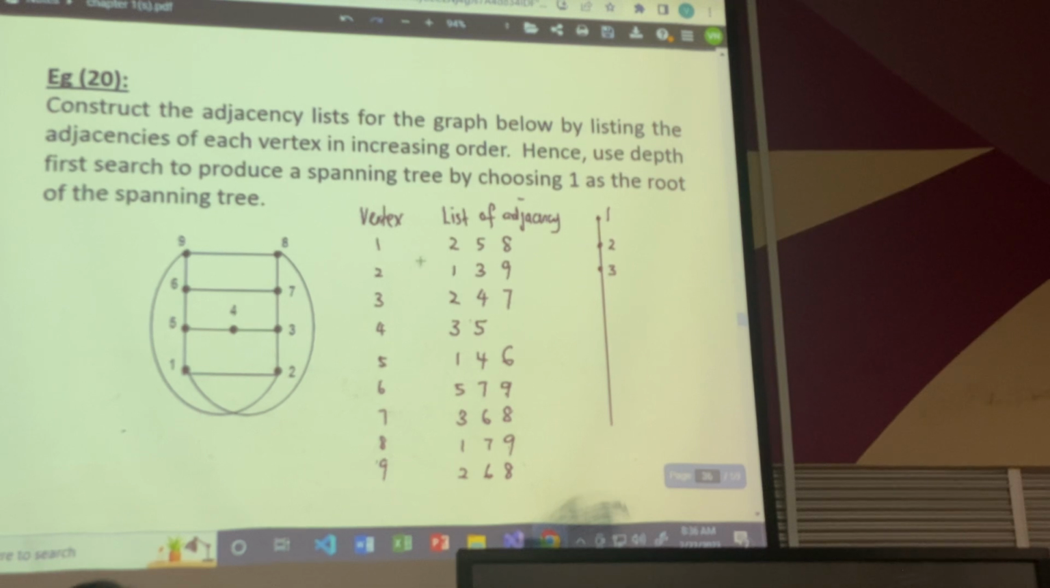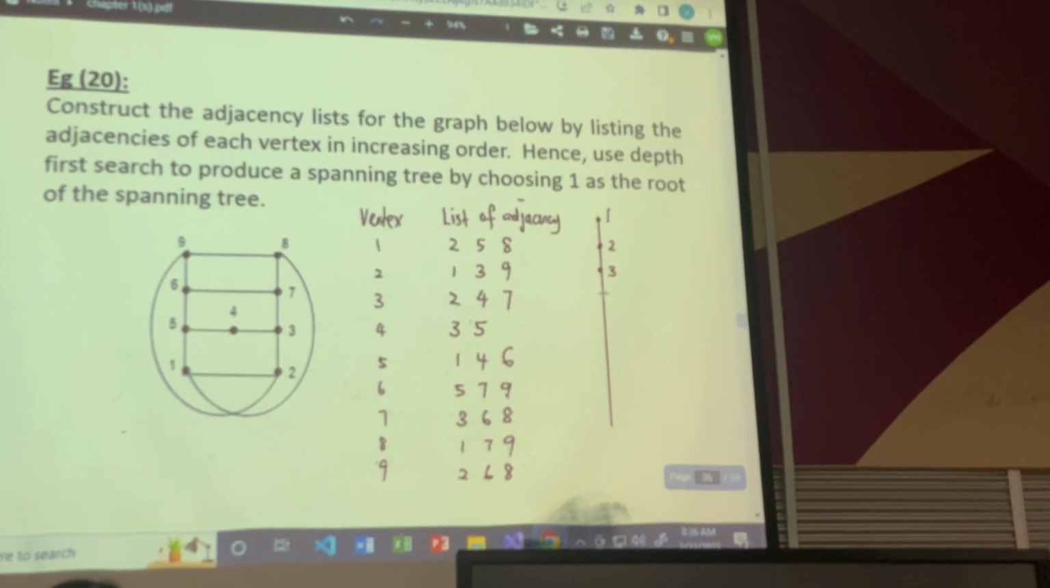Okay? Then come to vertex 3. Again, the first one is 2, so we will choose the second one, which is 4. Then you connect from 3 to 4. After that, come to 4.